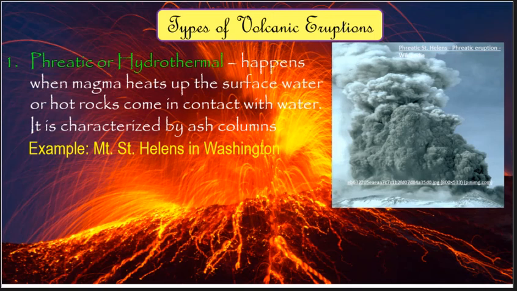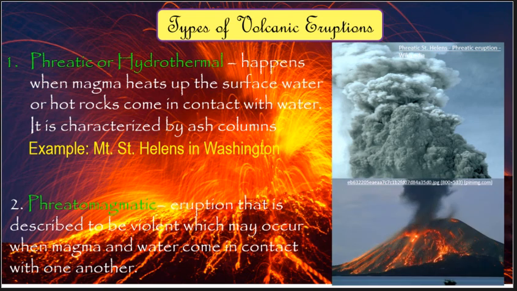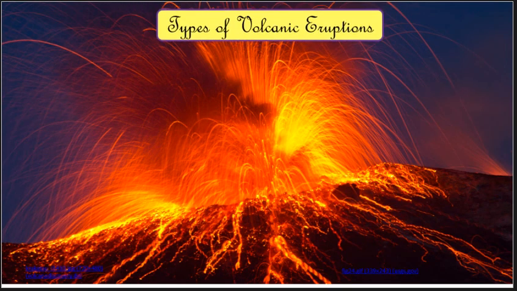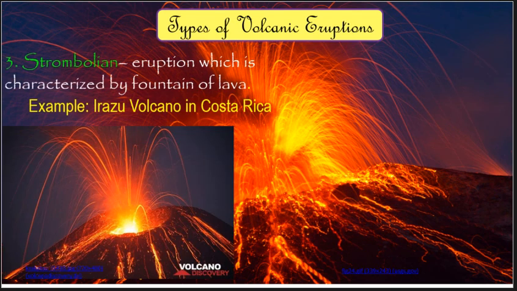An example of that is Mount St. Helens in Washington. Another type is the phreatomagmatic, wherein the eruption is described to be violent, which may occur when magma and water come in contact with one another. The third one is what we call the strombolian type of eruption, characterized by fountains of lava. An example is the Arenal volcano in Costa Rica.